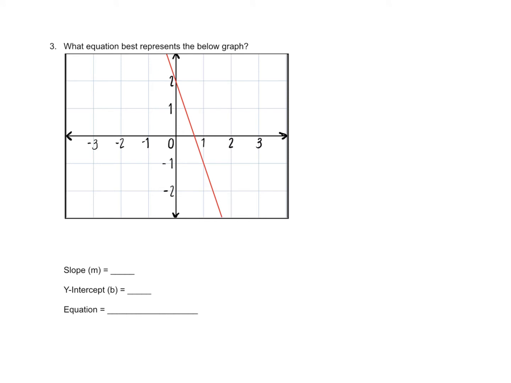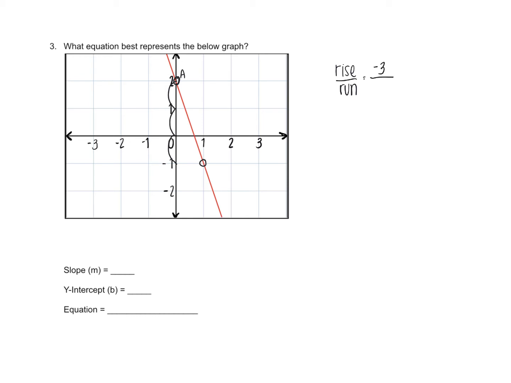For question 3, we're writing the equation that best represents this graph. So to find our slope, we're going to find rise over run. To do this, we're going to find two perfect points on the graph. So I see one here, and I also see one here. And when we're finding rise over run, we're going to see how much vertical shift we have to do over how much horizontal shift. So to get from our first point here, I would have to go down 1, 2, 3. So my rise is negative 3 because I'm going down 3.